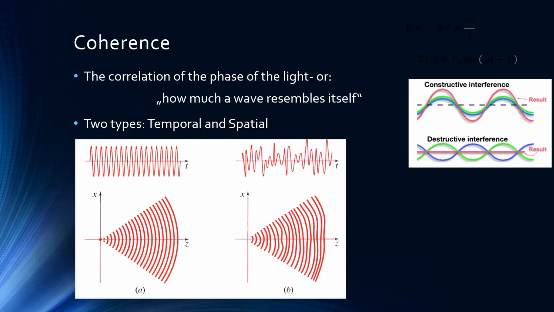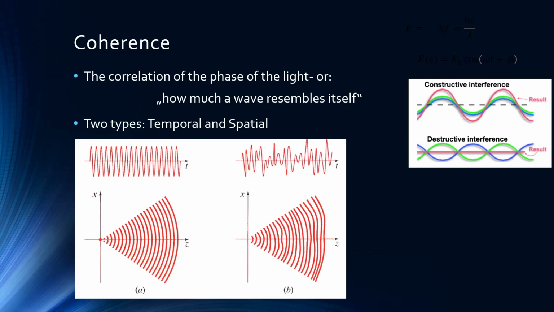The phase accounts for phenomena like interference, as I'm sure many of you have already heard about. Just to remind everyone, you have constructive interference when the phases of two waves overlap, so that means their maxima and minima are at the same place. Whereas when they're exactly opposed to each other, you get destructive interference and they cancel out.